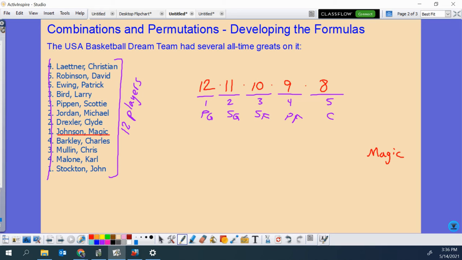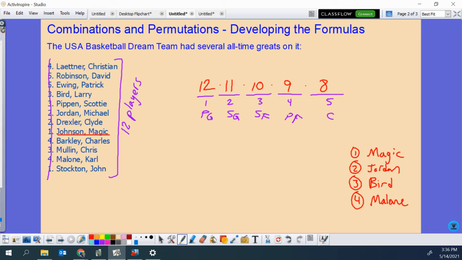I want to talk about that a little bit more, though. But let's put a sample lineup up there. So one very common lineup to do would be Magic at the 1 spot, Jordan at the 2 spot, maybe Larry Bird at the 3 spot, perhaps Karl Malone at the 4 spot.